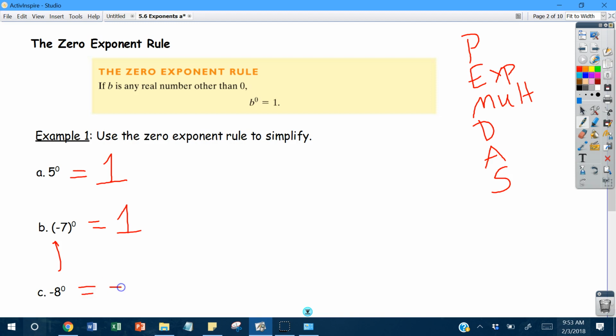So I'll kind of demonstrate what this means. So this is -8 to the 0, if you want to think of it that way, which is really -1, because that's what 8 to the 0 is. And so in this case, the answer is -1 rather than +1.